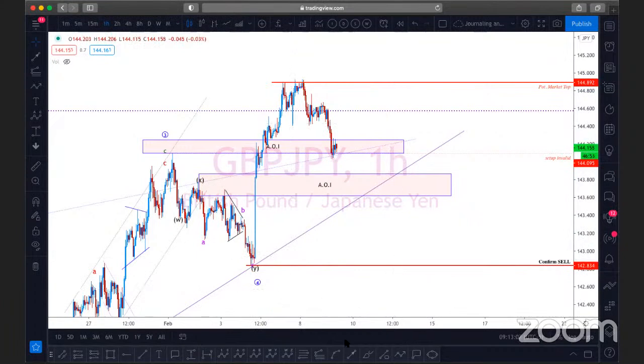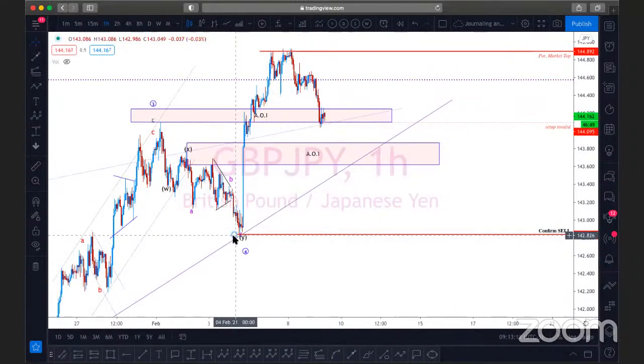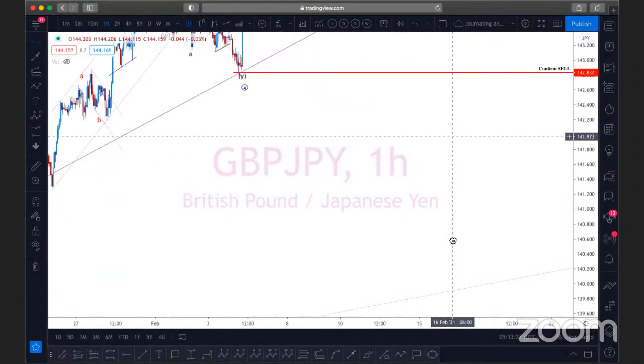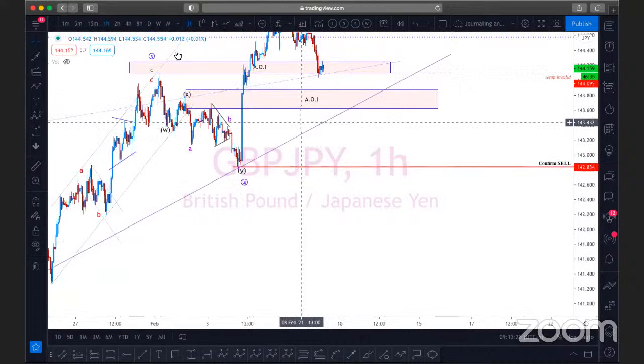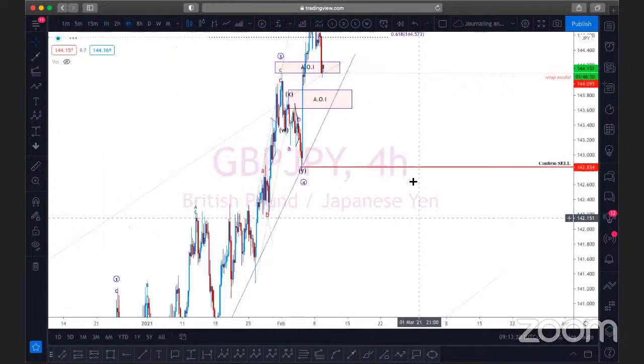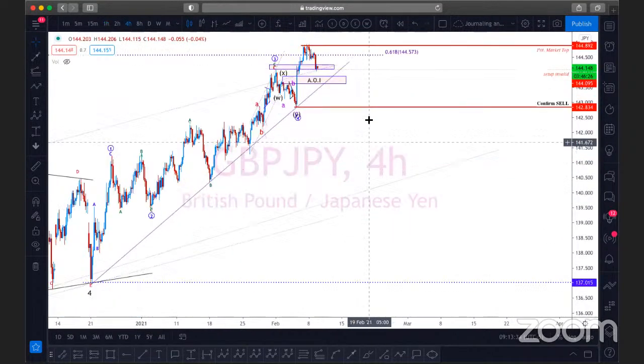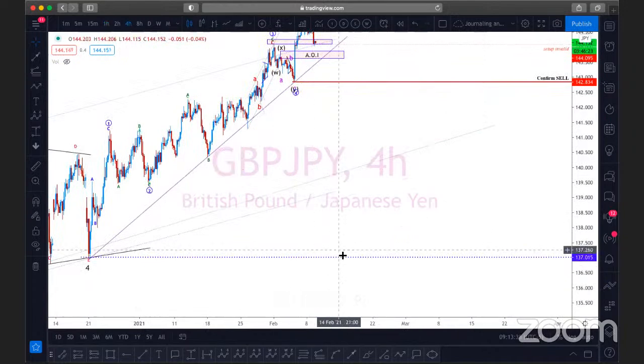So what would invalidate my entire structure would be for the market to break below this wave 4 area. So if we get price action to come below 142.83, then I would say we can consider this entire movement higher to be completed, and we'll be looking for a pretty strong sell-off out of the market, potentially back into the 137 area.